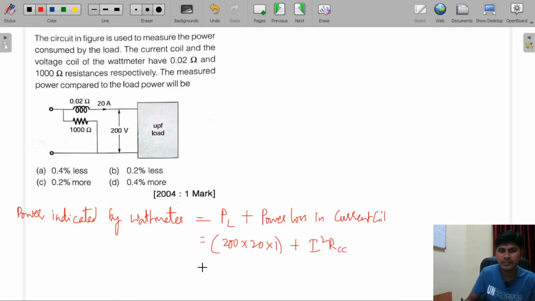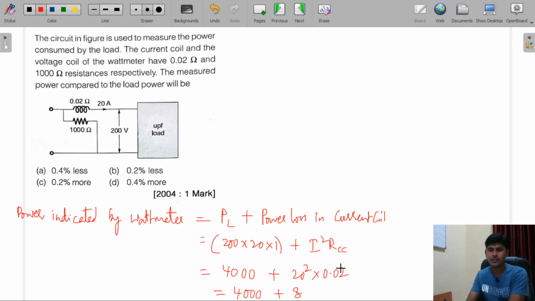Then which is equal to 4000 plus 20 square into 0.02, which is equal to 4000 plus, this will be equal to 8.